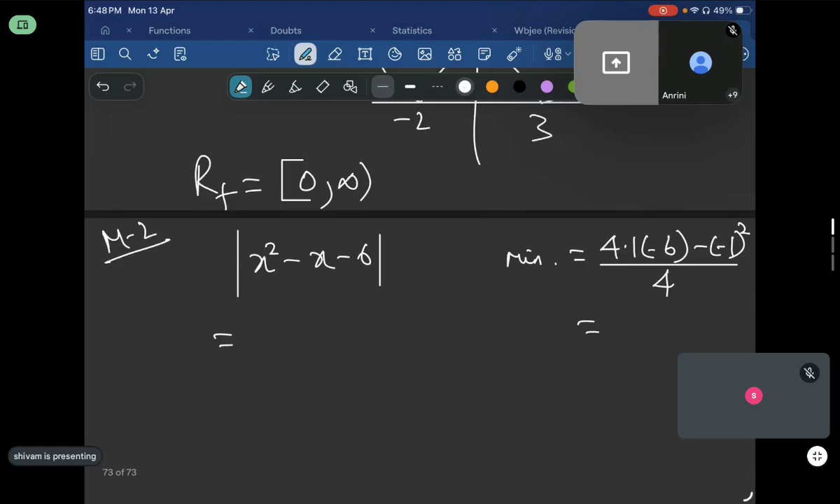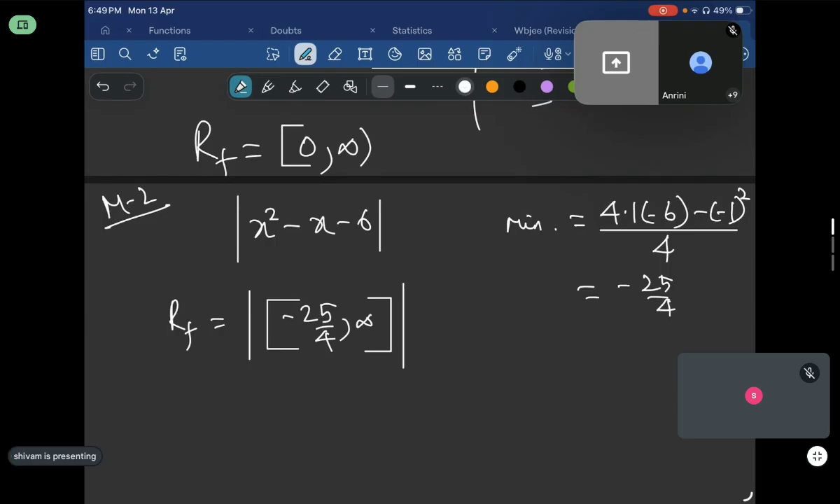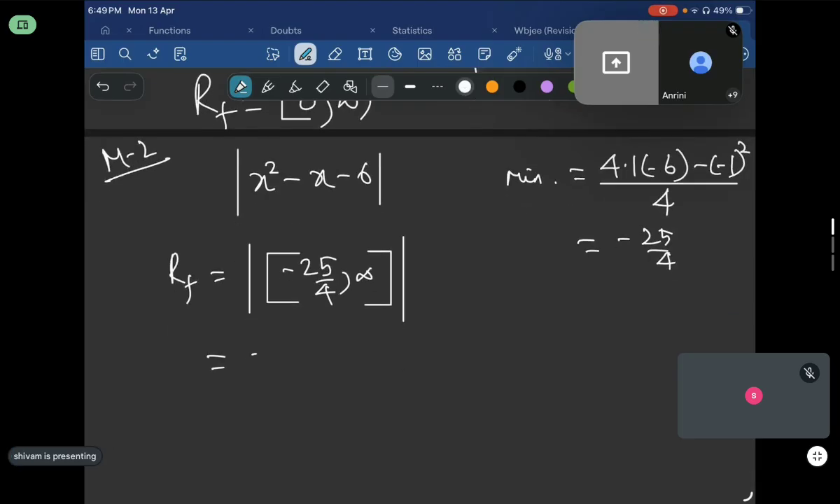Oh, minus 24 minus 1. That will give us minus 25 by 4. Okay. So can I say that the range of this function will be equal to mod of closed minus 25 by 4, comma infinity. Okay. That gives us closed 0 to infinity.